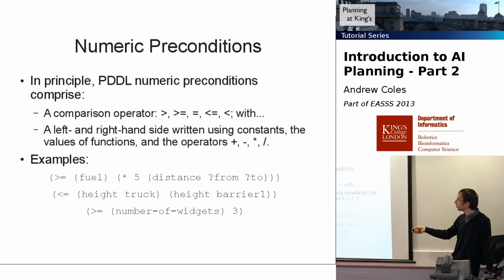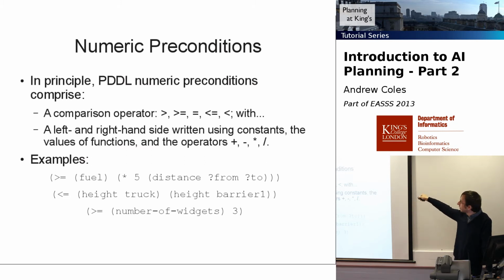We might say that the amount of fuel we have is greater than or equal to 5 times the distance between two places. Say this was the number of litres of fuel we use per 100 kilometres, and this is how many 100 kilometres there are from one place to another. Then that's saying we have enough fuel to make that journey. Or we might have a truck and a barrier, and to move the truck into the depot, the height of the truck has to be less than or equal to the height of the barrier. Or at the bottom here, say we want to ship an order to a customer who has ordered 3 widgets. Then we might say the number of widgets we have produced is greater than or equal to 3 for us to be able to ship it.